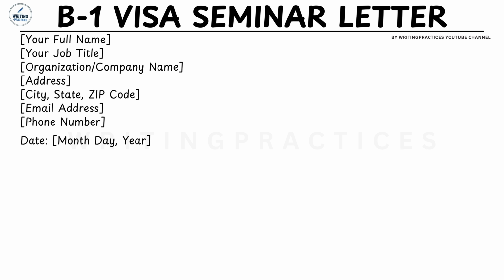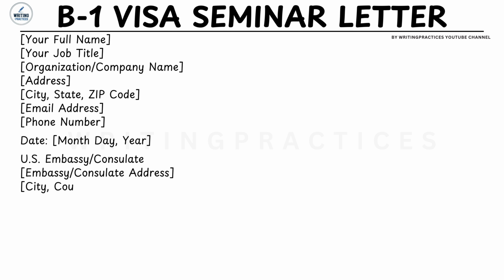Recipient's information. After the date, you provide the recipient's details, which in this case is the U.S. Embassy or consulate. Here's how it should look: U.S. Embassy or consulate address, city, country. This section makes sure the letter is directed to the proper authority. Unlike a personal letter, you don't need an individual's name because embassy staff will process visa applications collectively. Addressing it this way keeps it formal and appropriate.